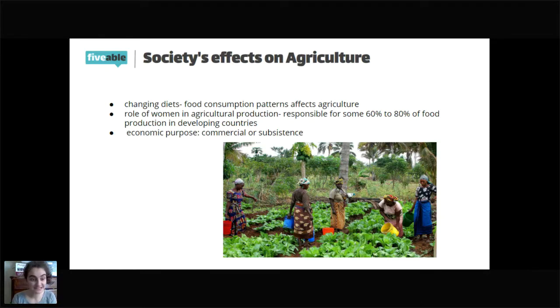So it's subsistence agriculture, as opposed to commercial. If you compare the two, they look completely different. Depending on which is being used, that would affect the type and the agricultural practices being used too.